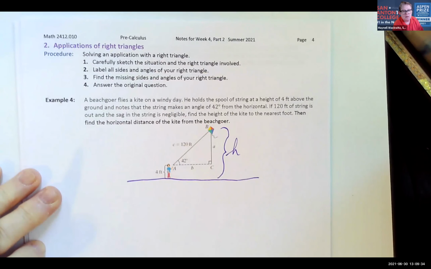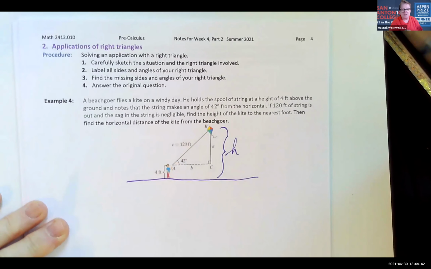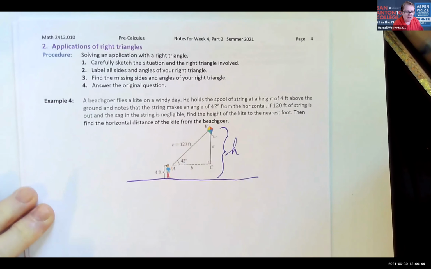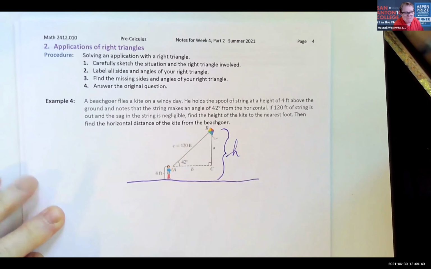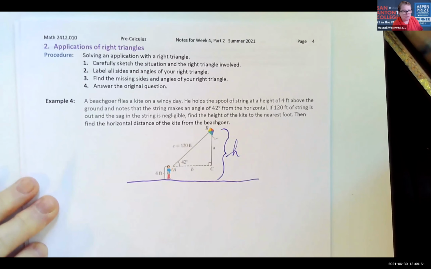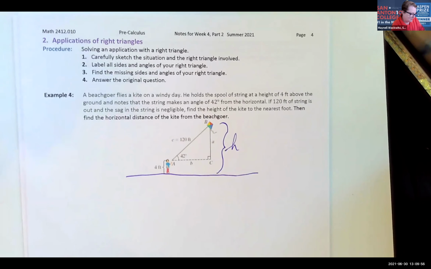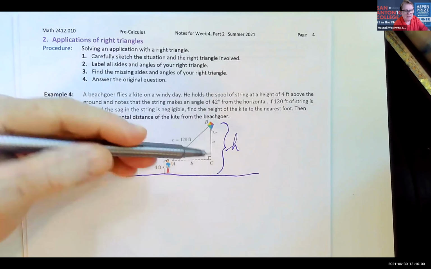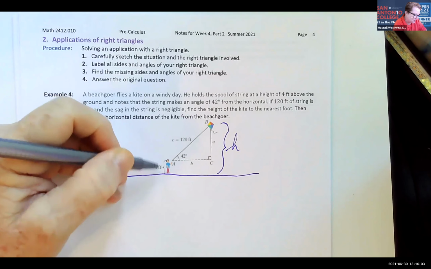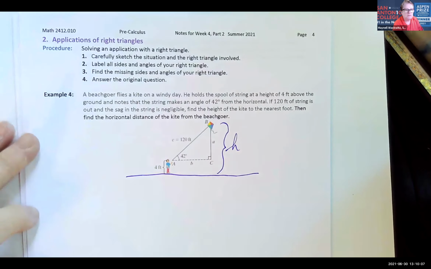I know when you're out flying kites, you always measure the length of the string you're using. You make sure that there's no give to the string, and you know the angle with respect to the ground, always. Yes, this is a contrived example, but it's still kind of fun. So we want to find A first, and then we're going to add 4 feet for the child to whatever we find for A to find the total height.